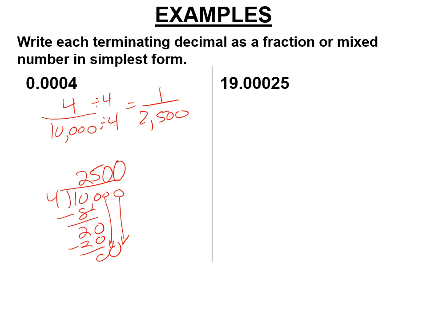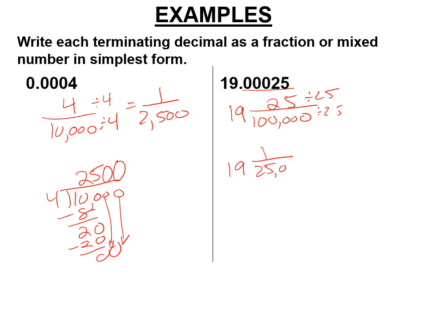Oh my goodness. All right, so that's 19 and 25, 5 places over. So we're at 25 100,000ths. So 19, we're obviously going to divide by 25 again. And you can hopefully guess if that one, 10,000 divided by 4 is 2,500. This is 4,000, right? And so it's 19 and 1/4,000th.